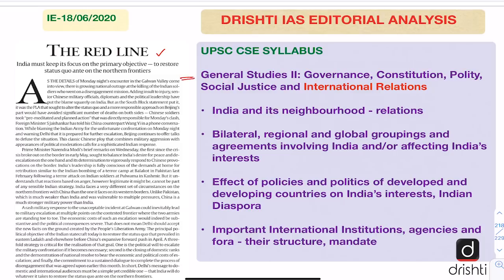It links directly with GS paper 2, where we have international relations. And under this it links with India and its neighborhood relations because it deals with India-China relations. So after establishing the link with the syllabus, now let us look at its key points.